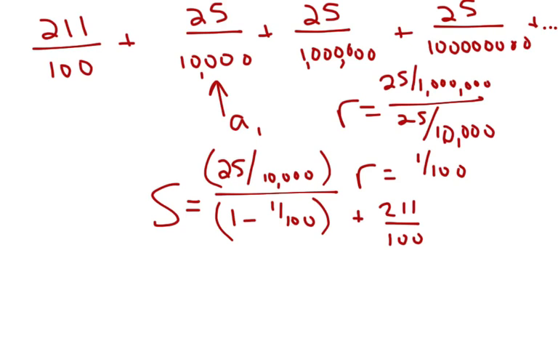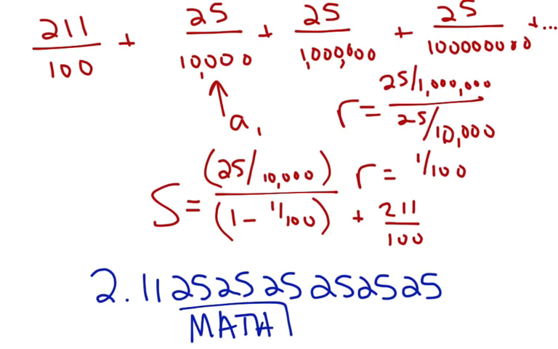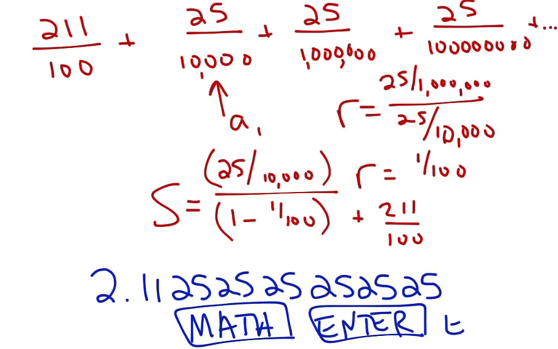But we found out in class that there was a much easier way of doing this. If you type into your calculator 2.11252525, and you keep doing this to at least fill up one line on your screen of the calculator, and then press math, enter, enter, it'll just give you the fraction much faster.